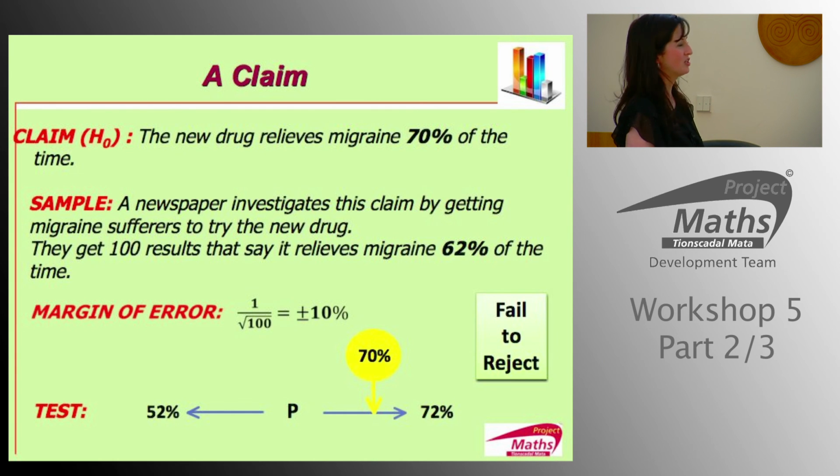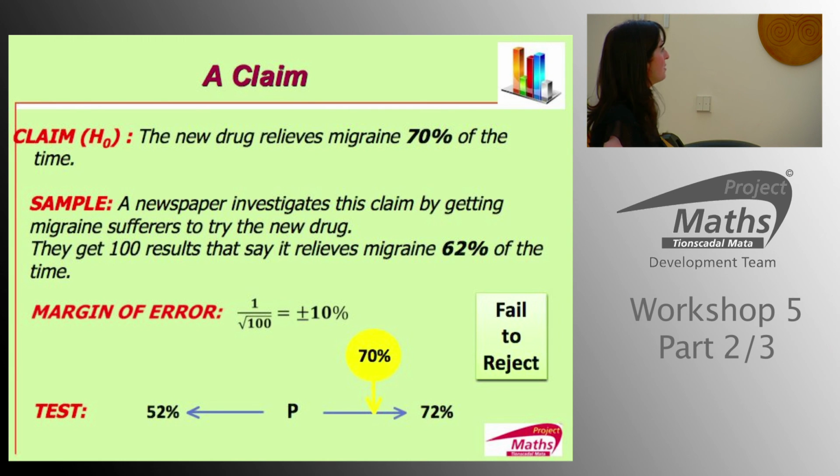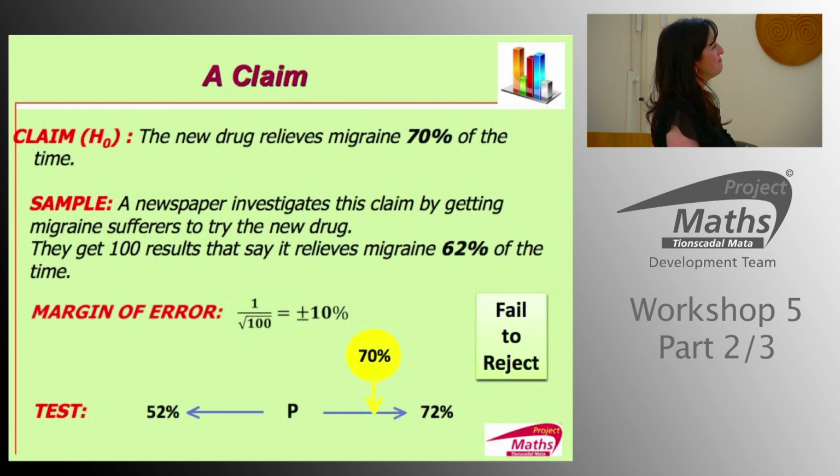So let's look at a claim here. Let's say it's about a drug and a company writes in a magazine, the new drug relieves migraine 70% of the time. So we'll assume it's true, but we will investigate it. So we might run a little sample ourselves. A magazine or someone might go, well, you know what, I'm going to test your claim. So a newspaper investigates the claim by getting migraine sufferers to try the new drug. They get 100 results that say it relieves migraine 62% of the time.